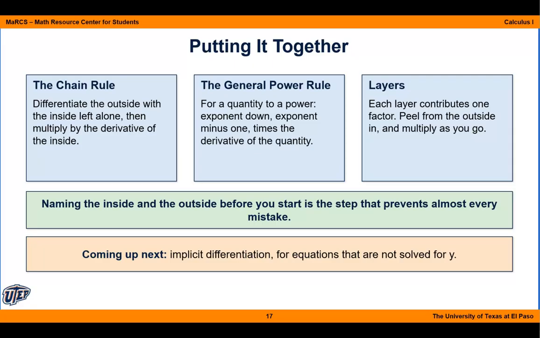A product rule or a quotient rule may need to come before the chain rule, as it did in the previous example. In the next lesson, we will use implicit differentiation for equations that are not solved for y. The chain rule will be essential because y is itself a function of x.